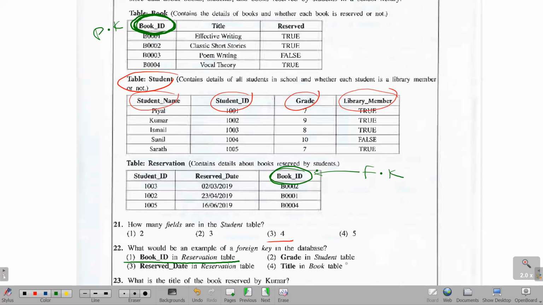Grade in student table, no, grade is not a primary key of anything, so it is not. Reserve date in reservation table, again, reserve date is not a primary key of anything, so it is not. Title in book table, again, title is not a primary key of another table, so it is not.